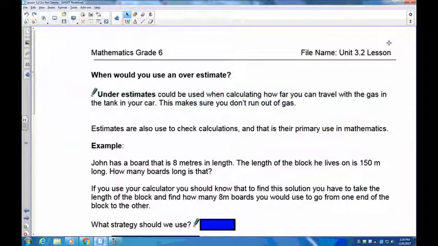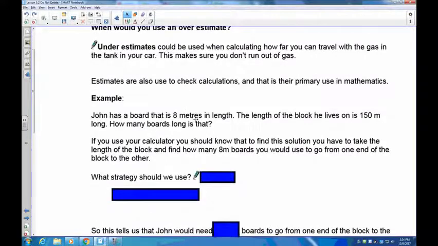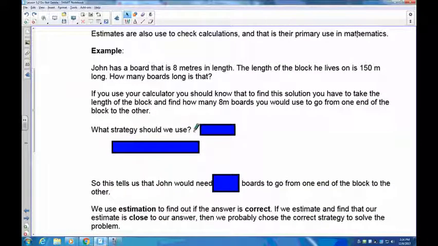So underestimates could be used when you calculate how far you can travel with gas in the tank in your car. You want to underestimate the mileage so that you have enough gas. If your car will travel 25 kilometers on a liter of gas or whatever it takes, and you know how far you have to go, you can actually make an underestimate to make sure you have enough gas. Okay? Now, estimates are used to check on calculations, and that's their primary use in mathematics.